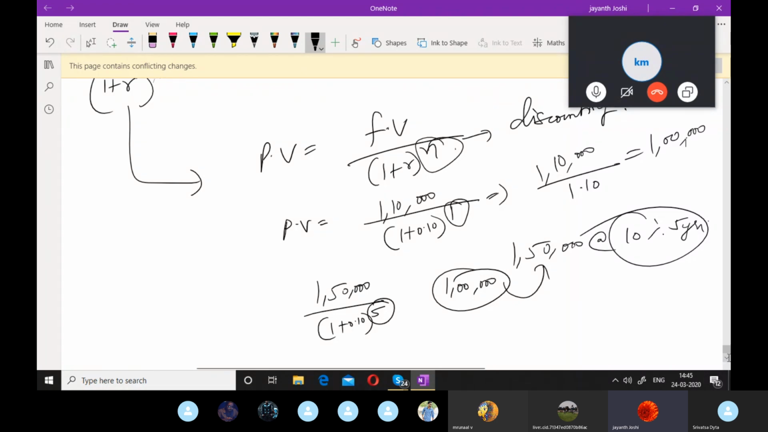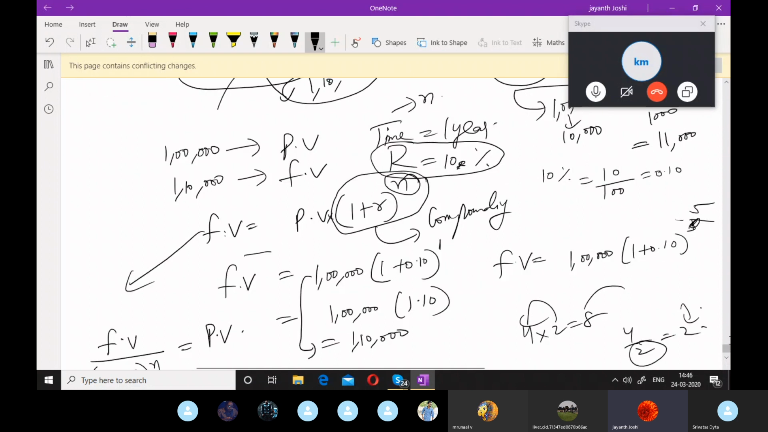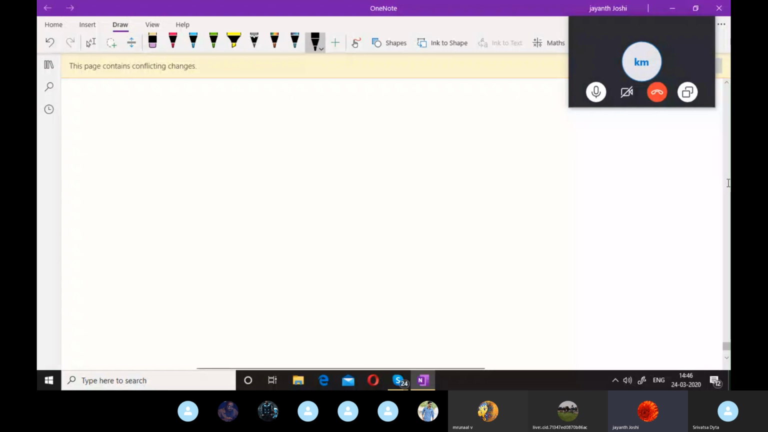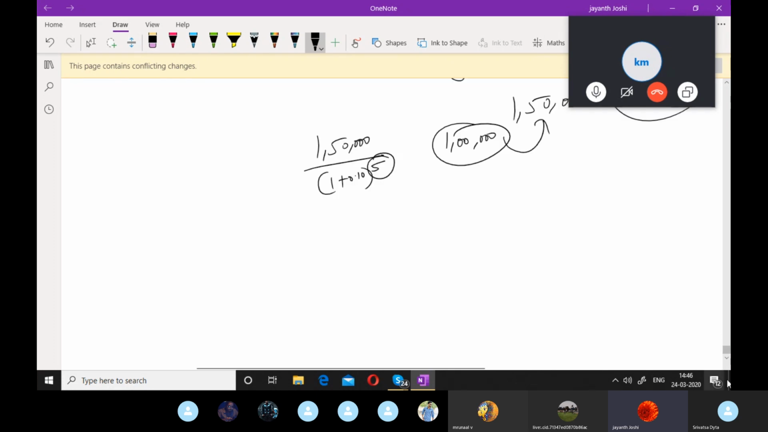Now taking this formula as base, what I want to explain to you is, just concentrate. Taking this present value and future value concept into consideration, I want to explain some formulas which you need to follow. I am writing the formula. Make a note of it.